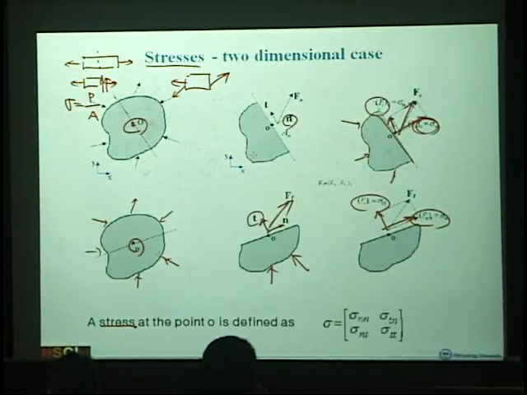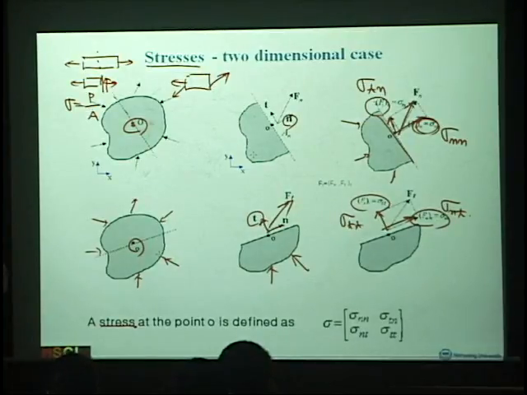Sigma here is sigma NN, and this one we call sigma TN, and this one we call sigma TT, and this one we call sigma NT.